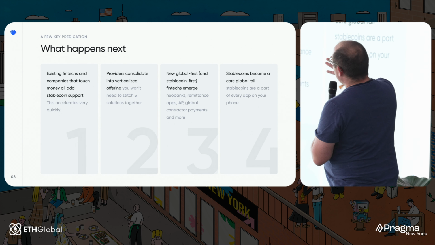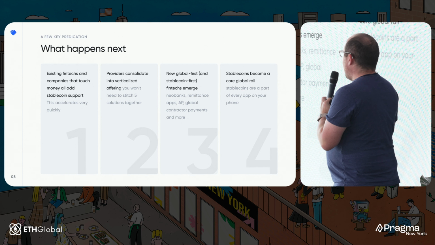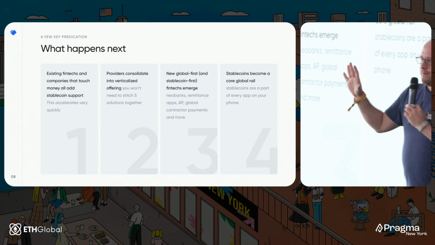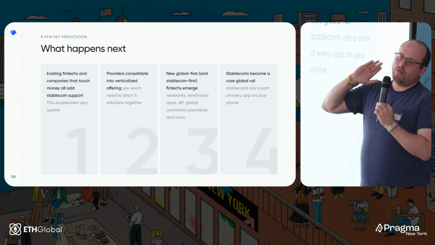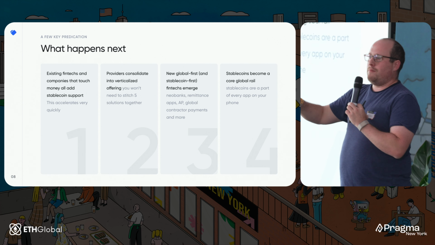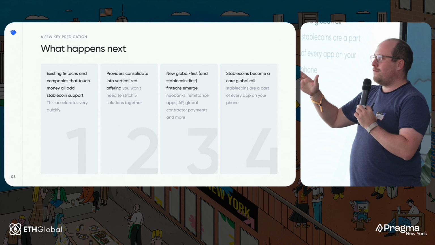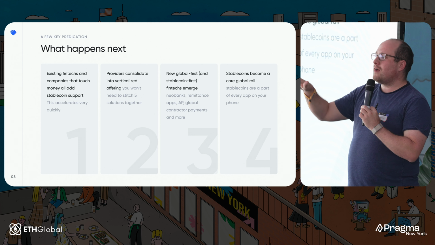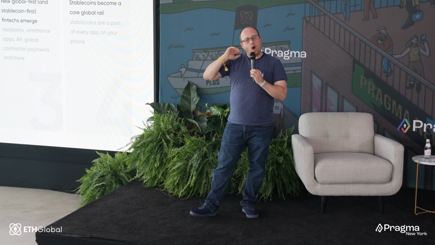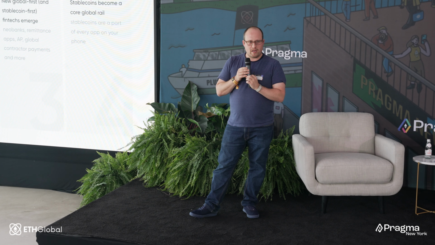So we're going to see existing fintechs all add stablecoin support. So again, if you are to go and just ask ChatGPT to rank the top 100 fintechs, and check on that in a year, 100% of them are going to have some sort of crypto and stablecoin functionality. That's going to happen next.